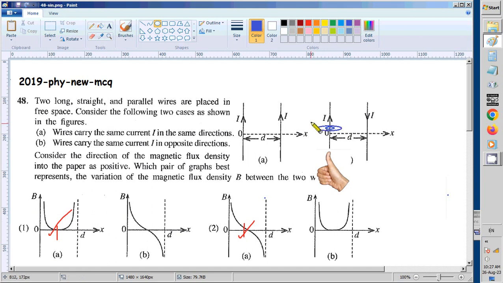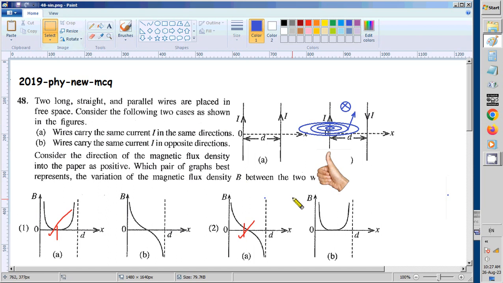Like this, like this, like this. Enough. So at the center, what happens? It comes out like this and goes in. Then you can draw at the center an arrow going into the paper. So that means a cross, like this.